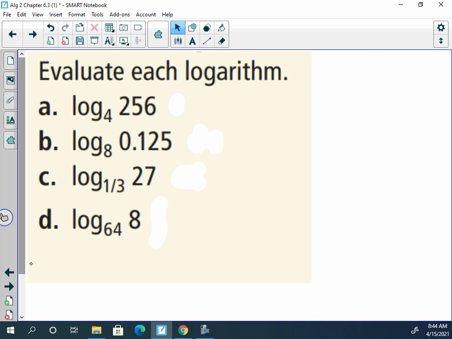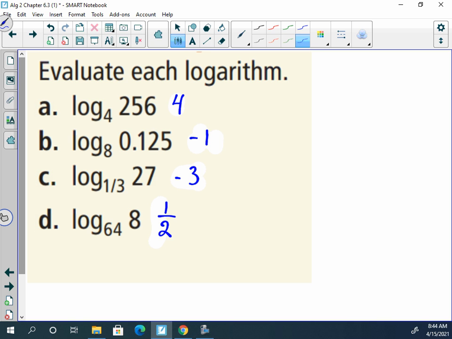So what would these be here? So the first one would be 4. One half. And these here, we can type these in. Especially if we have a graphing calculator that'll do it for us, might as well utilize it.